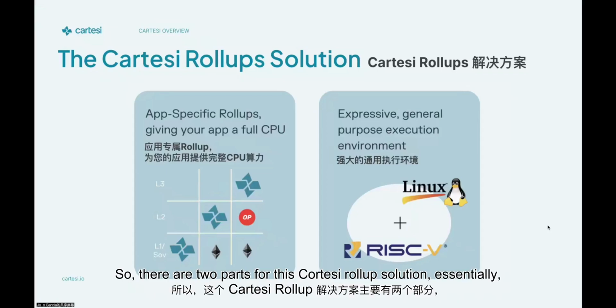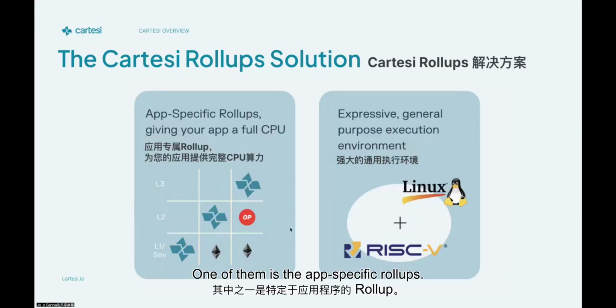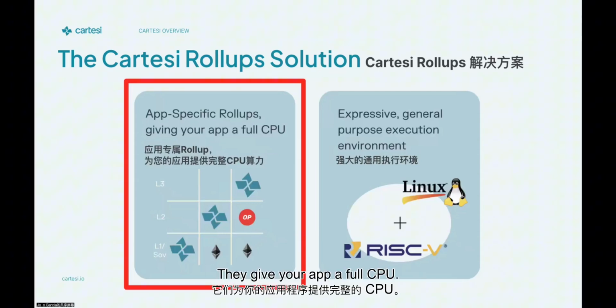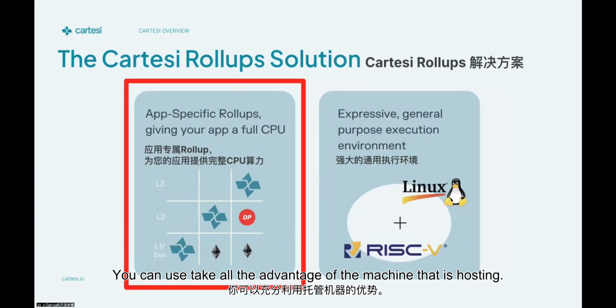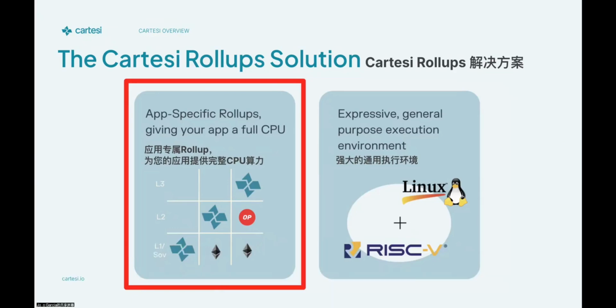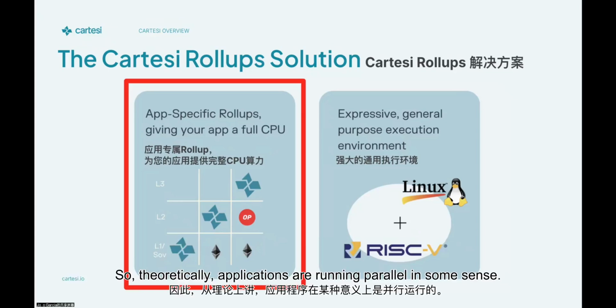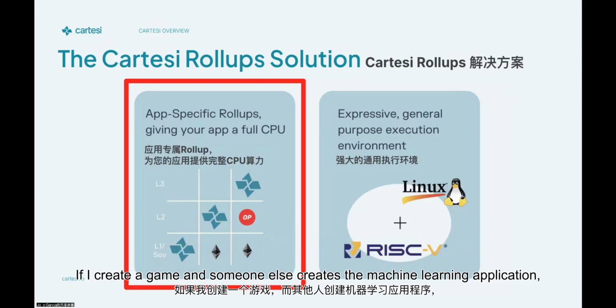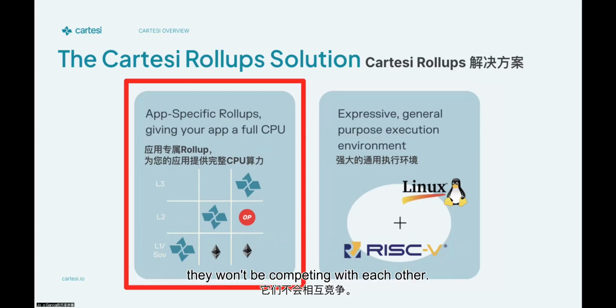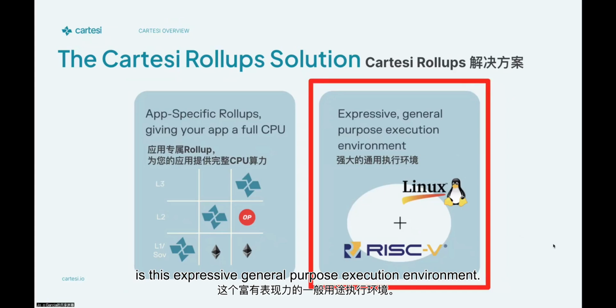Okay, so there are two parts for this Cartesi rollup solution, essentially, that I mentioned. One of them is the app-specific rollups. They give your app a full CPU, so it's like unbounded computation. You can take all the advantage of the machine that is hosting. You do not compete for resources. So theoretically, applications are running in parallel in some sense. If I create a game and someone else creates a machine learning application, they won't be competing with each other, which is very nice.